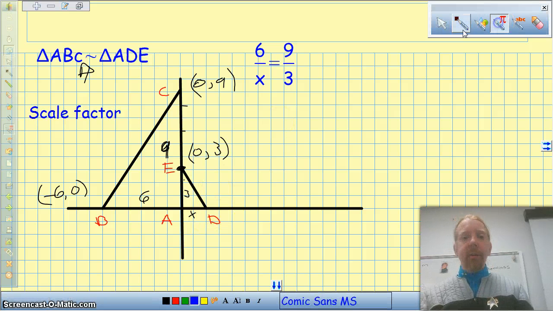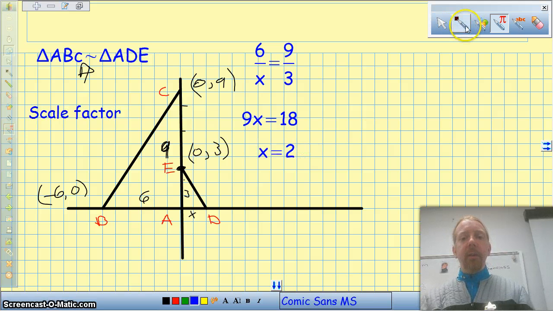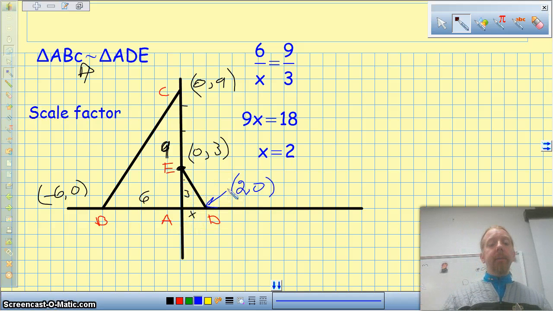So let's go ahead, we'll finish up the math. Cross multiply, I get 9x is equal to 18. Divide both sides by 9, x must be 2 units. Since x is only 2 units, the coordinates of D have to be 2, 0. That way x is only 2 units long.